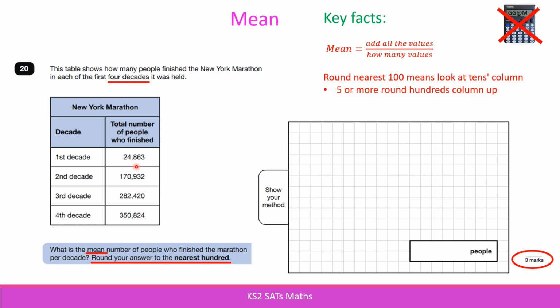So 24,900. In this case here, we're looking at the 2. So if I look at the 2 is less than 5. So if it's less than 5, you keep the number the same in the hundreds column. So this would give me 282,400 if I was going to round this to the nearest hundred. So you need to be able to round, and you need to be able to work out the mean, and you need to be able to do it accurately to get the 3 marks on the exam. Have a go at working out the mean. Then round your answer to the nearest hundred, write your answer in the box, and then press play when you're ready to hear the answer.